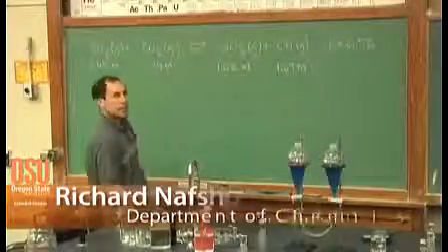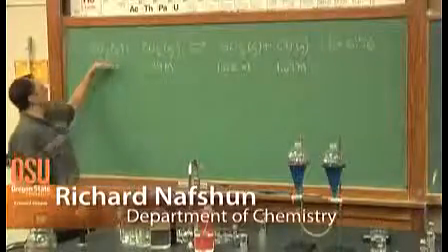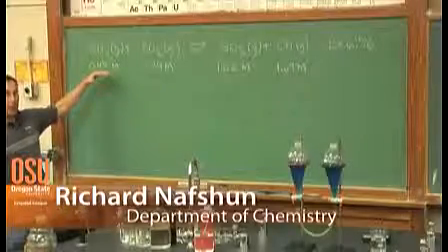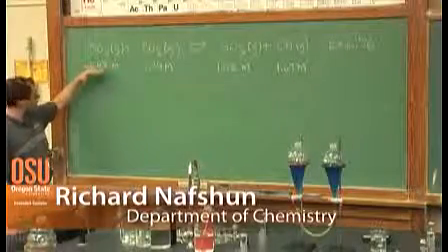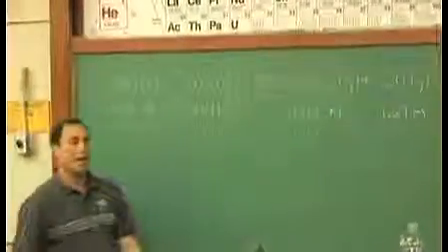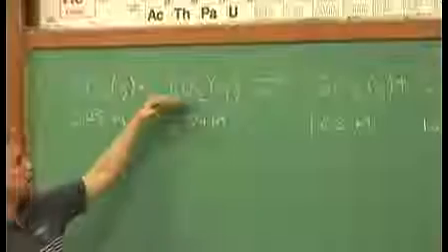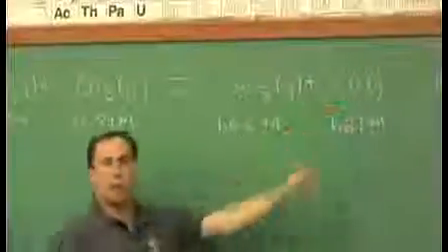Hi, I wrote a system up on the board, and some people will call this an oxygen transfer reaction. Take a look at this reaction. SO2 will become SO3, so it's gained an oxygen, and that oxygen came from CO2. CO2 loses an oxygen to become CO.